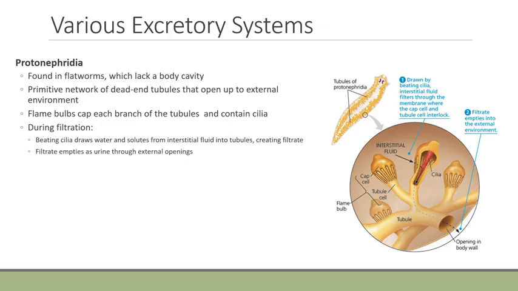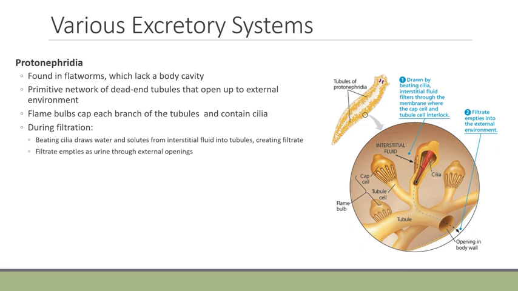In each of these different branches on these tubules, you'll see structures that are called flame bulbs, because they literally look like the old school lamp bulbs that have a little flame to them that would help light places up back in the day. On these flame bulbs, you find two different cells, a cap cell and a tubule cell.